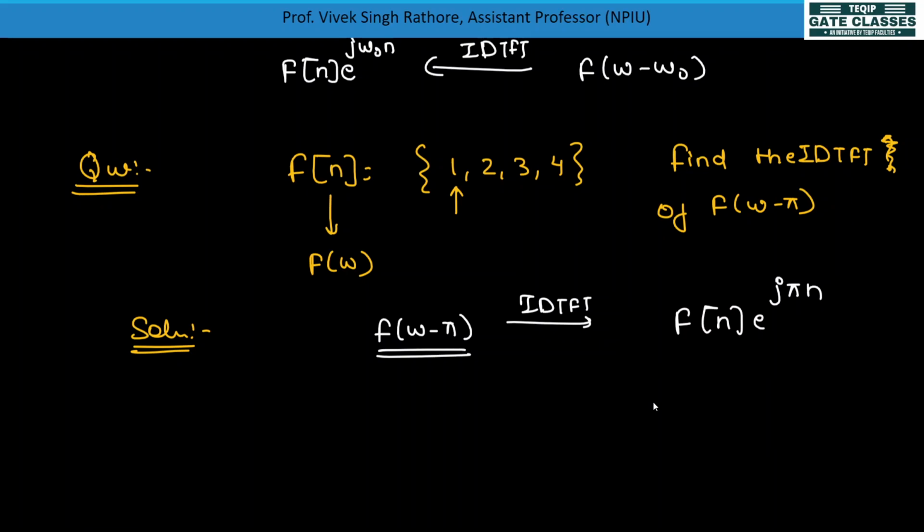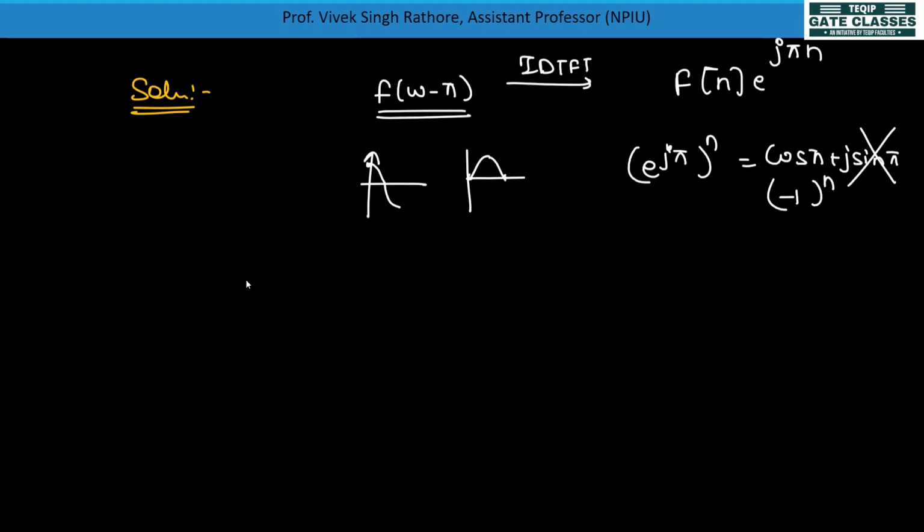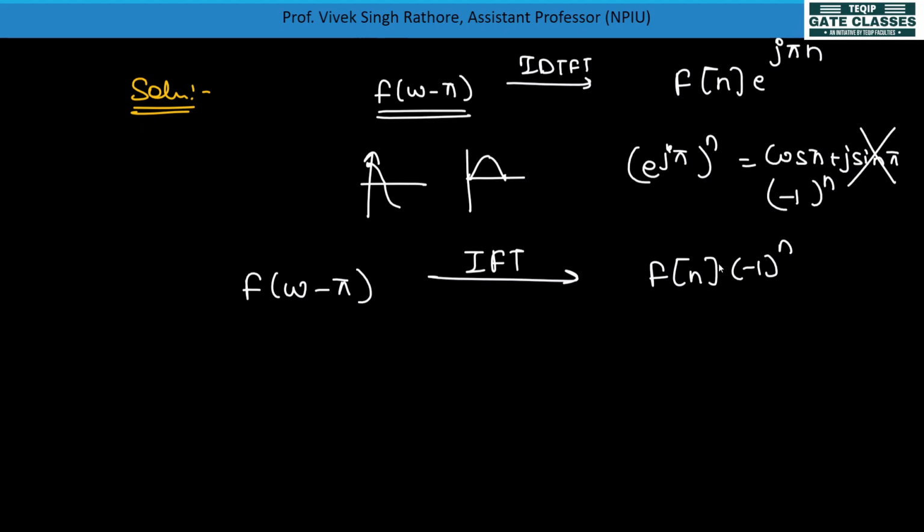You can write e to the power j pi n as e to the power j pi, to the power n, which can be written as cos pi plus j sin pi. You know the value of cos pi is minus 1, and sin pi is 0. So ultimately e to the power j pi, to the power n, will be equal to minus 1 to the power n. So f of omega minus pi, if you take the inverse Fourier transform, will give f of n times minus 1 to the power n. You know what it means?